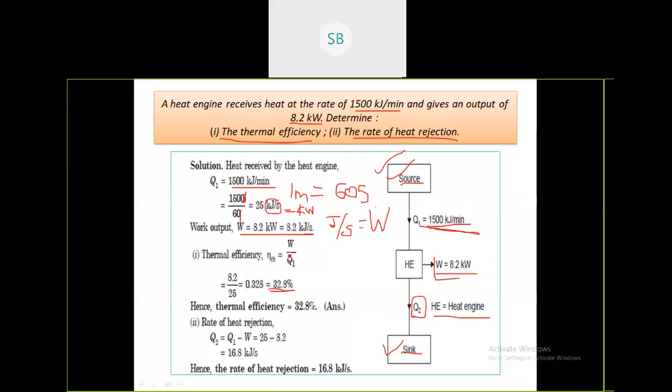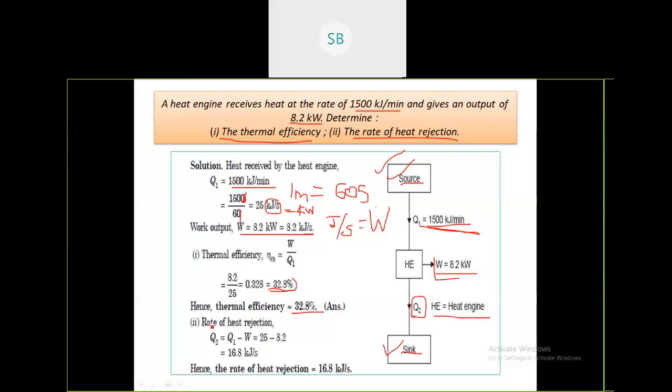By putting these values into the thermal efficiency formula, we can find the efficiency. Just divide 8.2 upon 25, which is equal to 0.328. This is in fraction. To convert into percentage, we multiply by 100, and we get 32.8%. So the thermal efficiency is 32.8%.